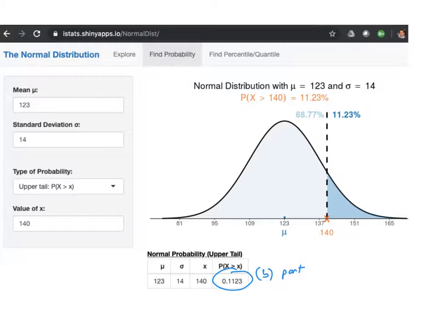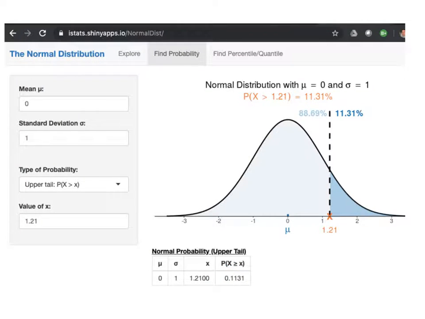If I tried to set it up for the other picture, it would look like this. Again, I want values of x above 1.21. That was the z-score that I had, because now this is the z-score distribution. And it will shade everything that's 1.21 standard deviations and above. And again, the same answer, 0.1123. Could do that, it would look like this.